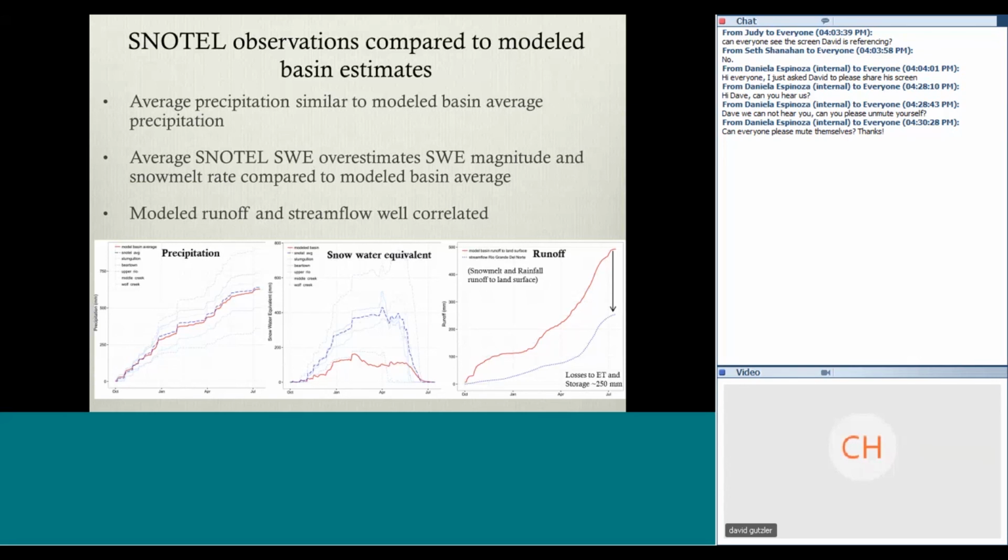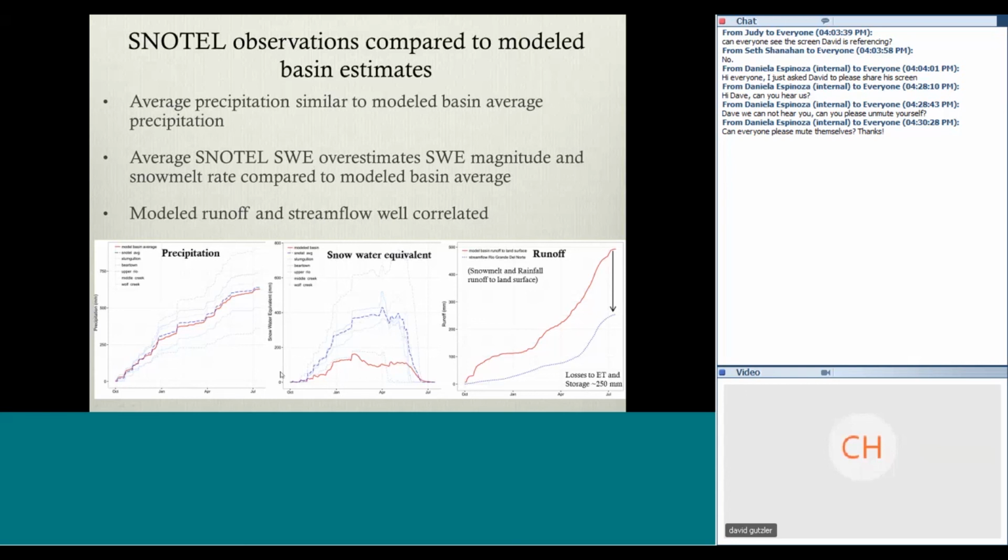These plots represent a comparison between what the average SNOTEL gauge is showing and our modeled average for the entire Rio Grande headwaters. The red line on these graphs represents the modeled value averaged across the basin, and the dark blue dashed line represents the average of these five different SNOTEL gauges in the headwaters. You can see that for cumulative precipitation, our average model precipitation is fairly close to the average of these SNOTEL precipitation measurements.